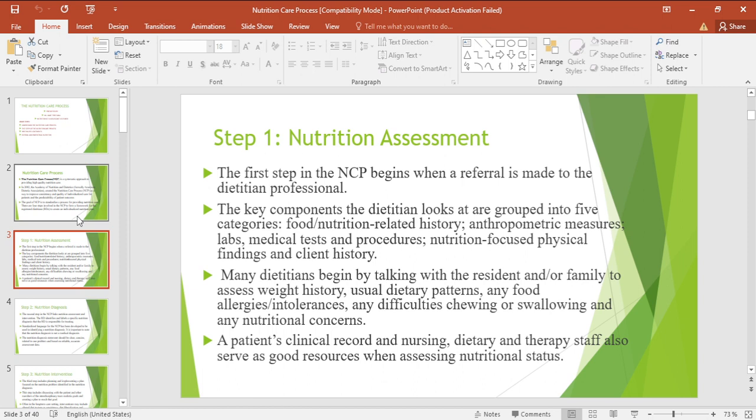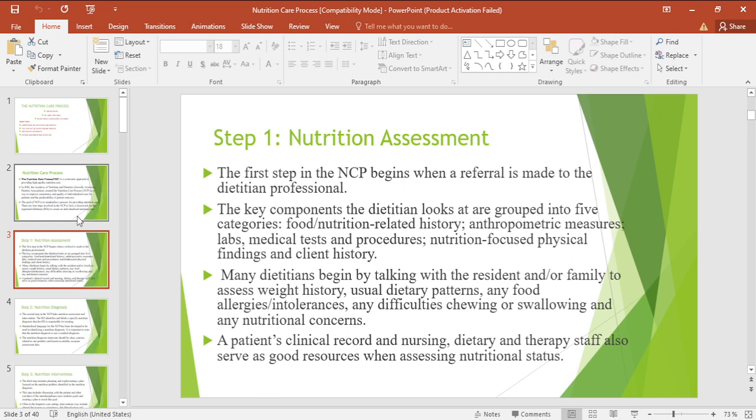So the first step in the nutrition care process is nutrition assessment and reassessment. And this begins when a referral is made to the dietitian or the nutrition professional. The key components the dietitian will look at are grouped into 5 categories. One is the food or nutrition-related history, the anthropometric measures, laboratory tests, medical tests and procedures, nutrition-focused physical findings, and client history.